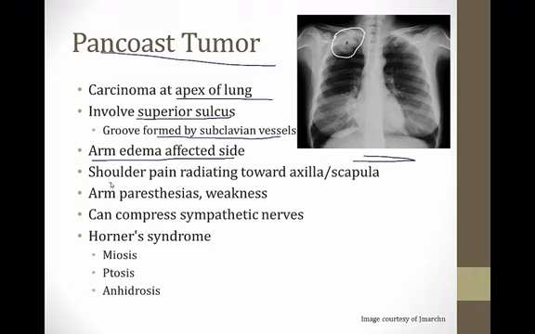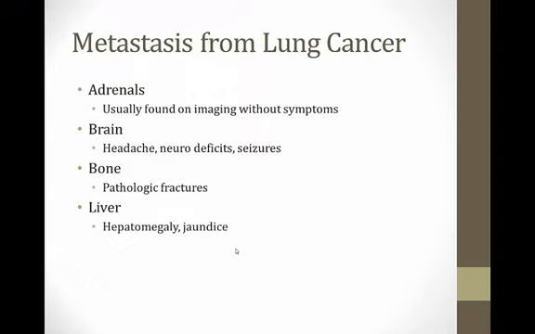In addition, you get shoulder pain radiating towards the axilla or scapula. That's because the tumor is irritating the nerves. You can get paresthesias and weakness in the nerves going to the arm on the affected side. And then finally, these tumors can sometimes compress the sympathetic chain that's running up that side of the body. This would give the patient a Horner syndrome where they have miosis, ptosis, and anhidrosis on the affected side of the face. Let's talk about where lung cancers like to metastasize to.